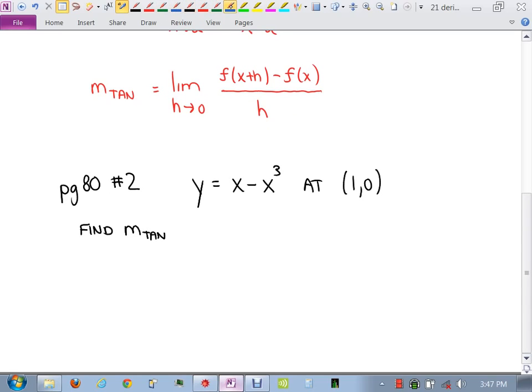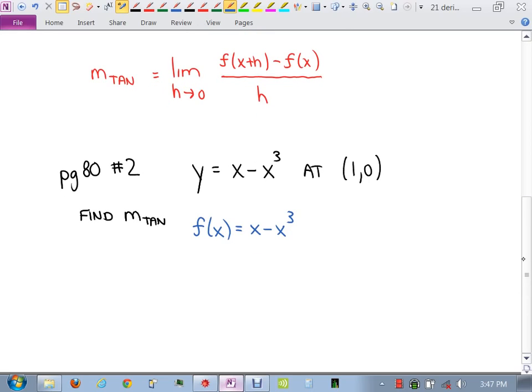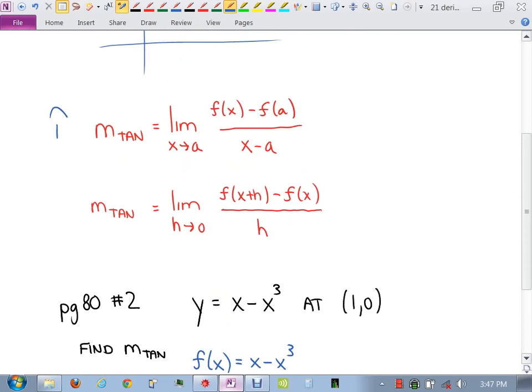I think the first thing I'll do is rewrite this. Instead of y equals, I'll put f of x equals. And where is it that we want the tangent line? Let's use the first definition, okay? And maybe we should label these 1 and 2 here. Let's use that first one.